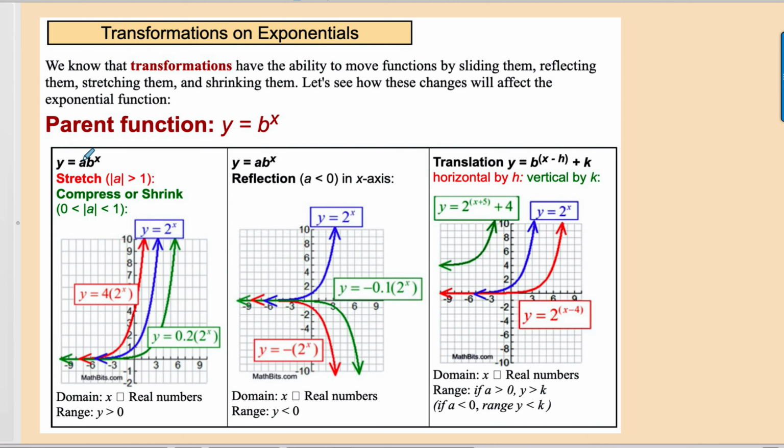Multiplying the exponential will stretch or shrink it. It will stretch if a is greater than 1, and it'll shrink if a is between 0 and 1. If a happens to be less than 0, then it's a reflection over the x-axis. Any shifts to the right or left are acting on x. Any shifts up or down are acting on the whole exponential right there.